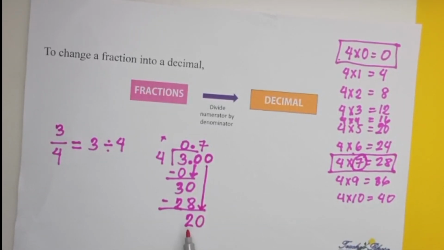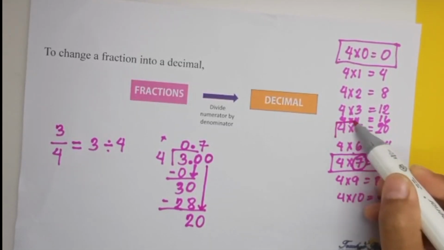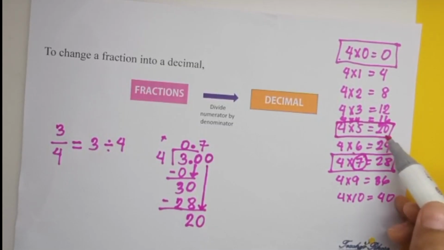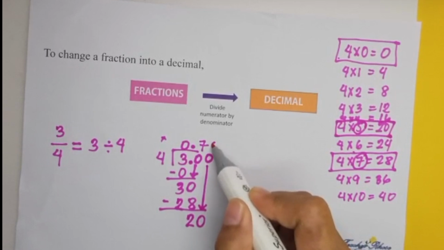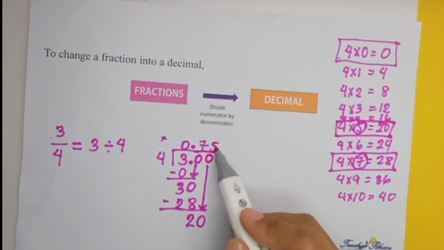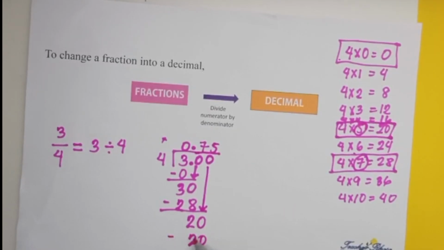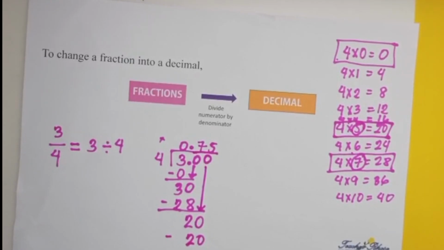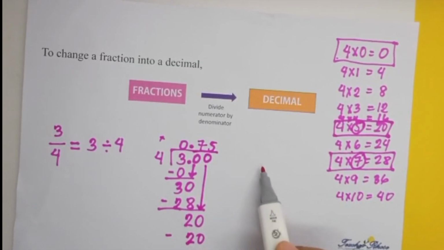Now how many 4s get into 20? I have exactly 20 there in my table, so I'll box it. How many 4s can I get into 20? That will give you 5. So I'll write my answer in there. 5 times 4 will give you 20. Next, 20 minus 20 will give you 0. Should I stop now? Yes, because I already have a 0 remainder. Therefore, I will not continue adding zeros.